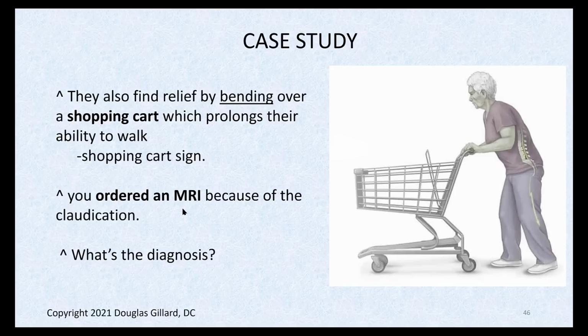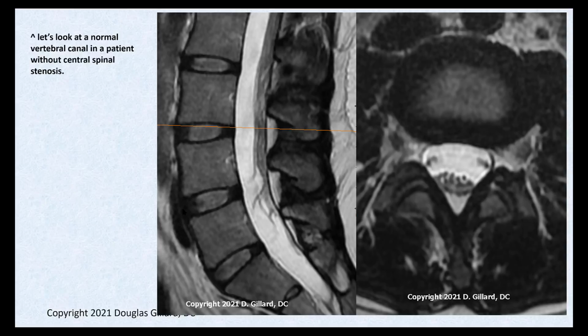So you order an MRI. So is this normal or not normal, this one? See how your MRI skills are developing. This is a normal one I put in just because you're still kind of new at looking at MRIs. Here's the thecal sac. They have a really big thecal sac. You can see the nerve roots, right? And we can even see what level it is.